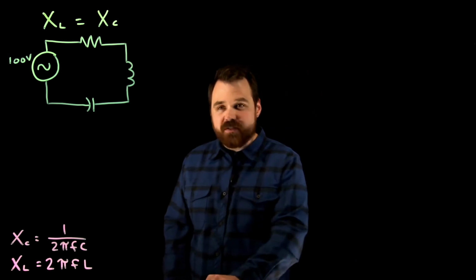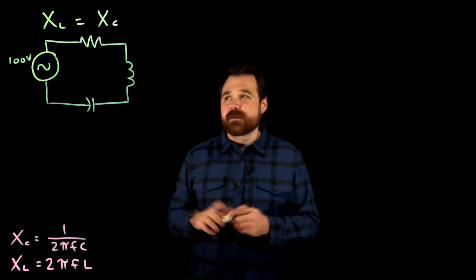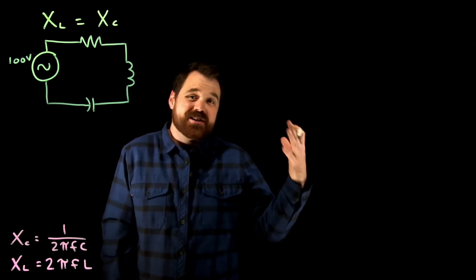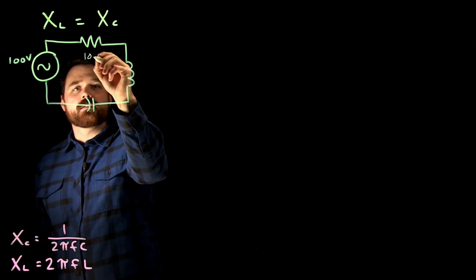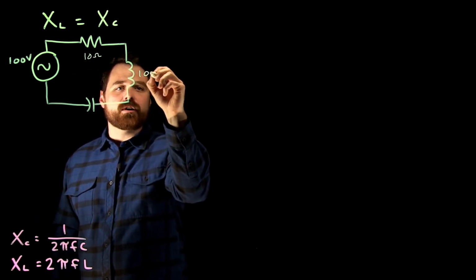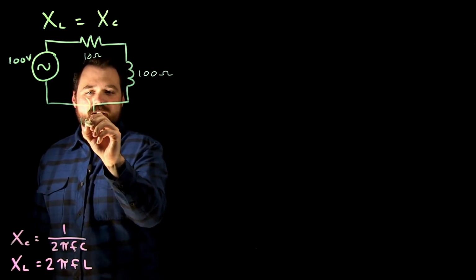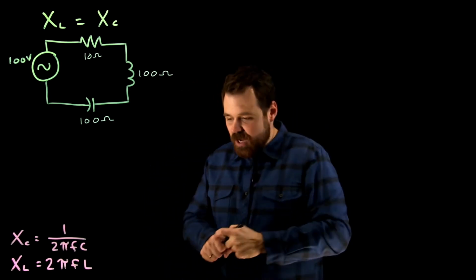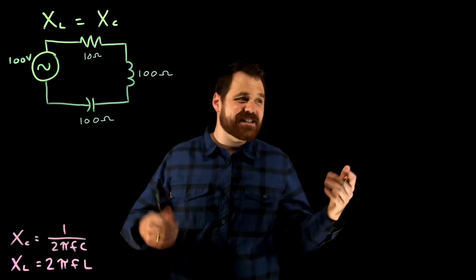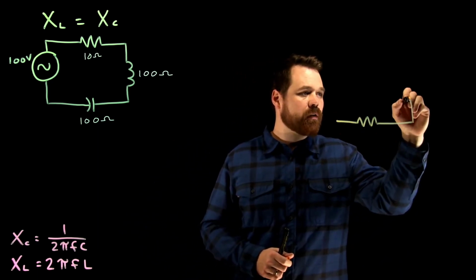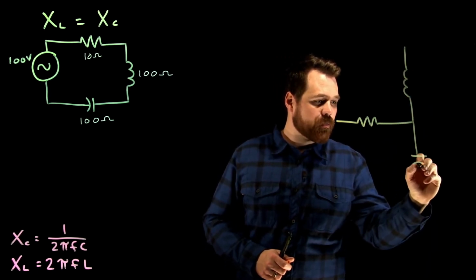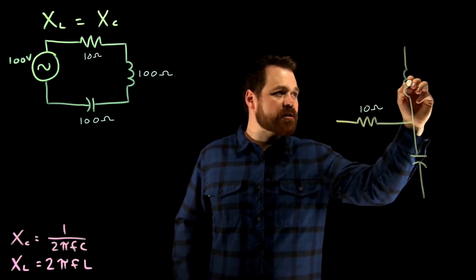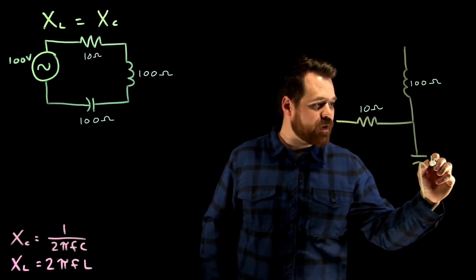Now this is a big deal, and a lot of stuff happens when this happens. So let's take a look at this circuit right here. We've got a 100 volt source. Now let's just pretend, these are made up numbers, they're a little bit unrealistic, but this is just an example of what would happen. So let's say our R is 10 ohms, our XL is 100 ohms, and our XC is 100 ohms. So we have all those ohmic values. Now we can take those, and I like to put those onto an impedance diagram for the circuit. So it looks something like this. There's an impedance diagram for the circuit. We said our R was 10 ohms, our XL was 100 ohms, and our XC was 100 ohms.